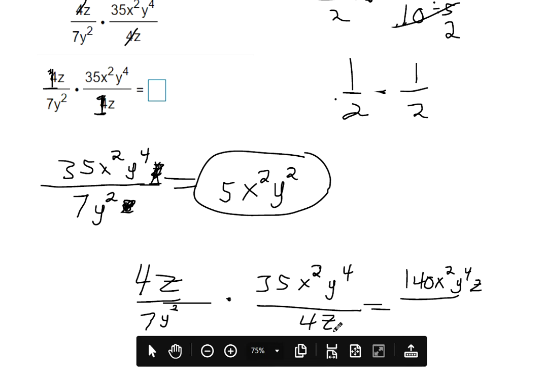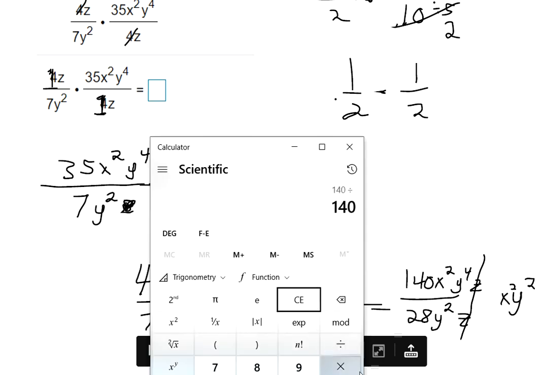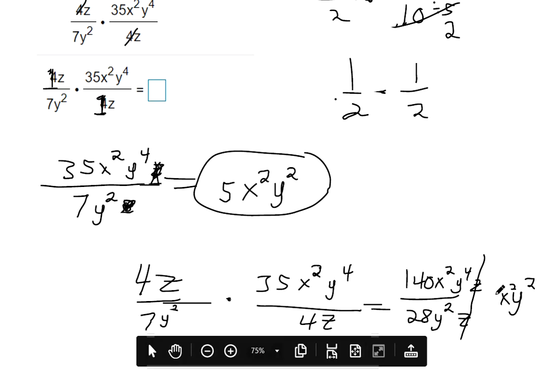And then on the bottom, 7 times 4 makes 28. Then we got a y squared times a z. And then same thing. These guys can cancel out. You got y to the fourth divided by y to the second. The powers subtract. X squared doesn't have anything to simplify with. And if you do 140 divided by 28, you get 5, just like we did in the other answer.